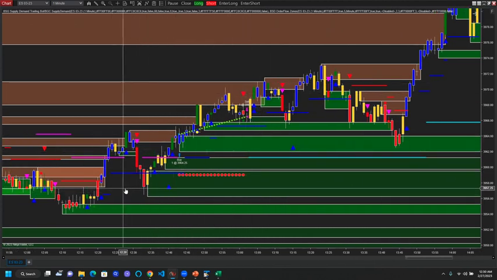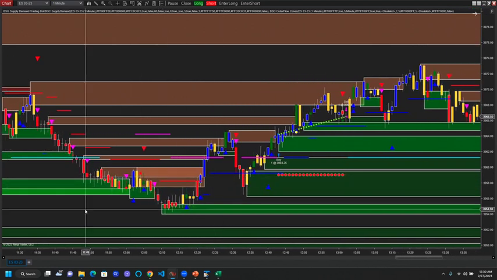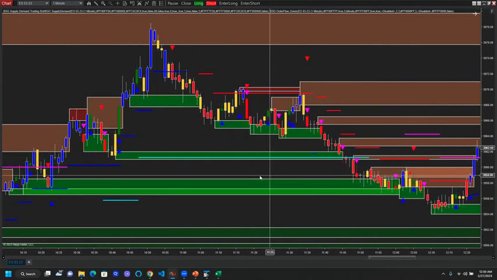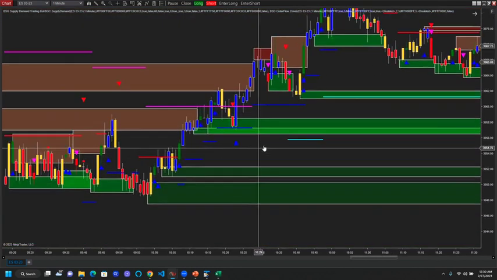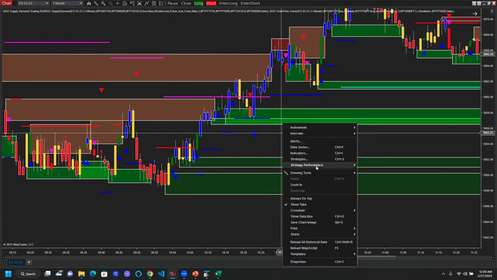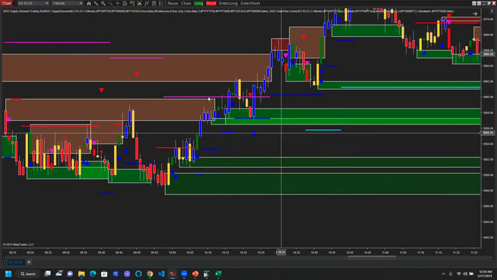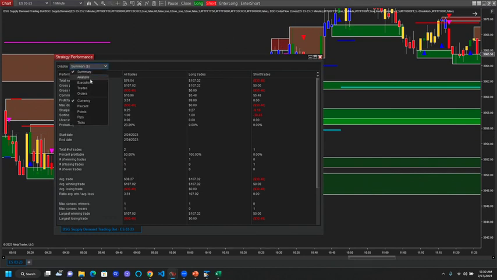Let me look at one of the failed trades. I can show you on the downside how it's helping us. I think I can go by the performance and find one losing trade.